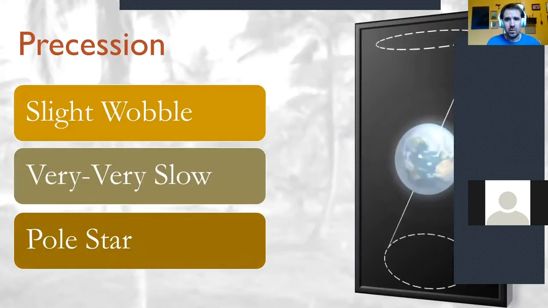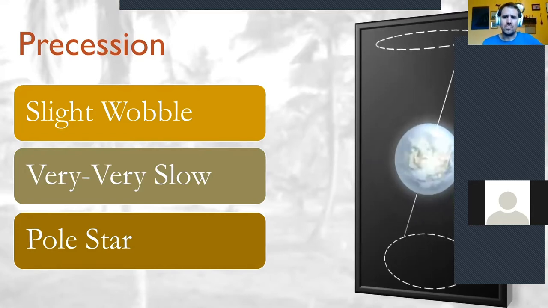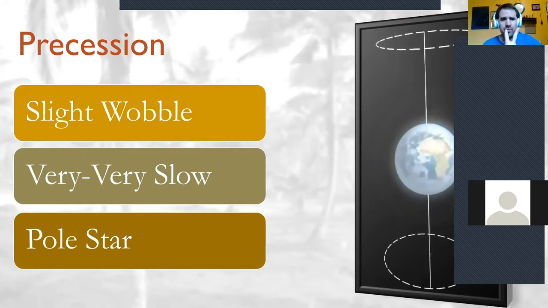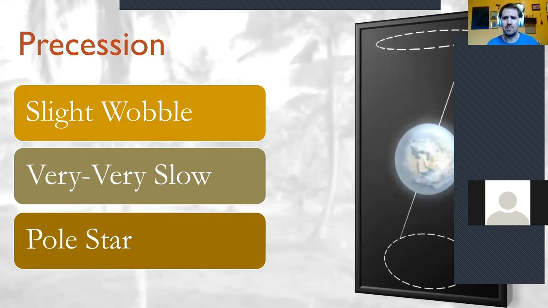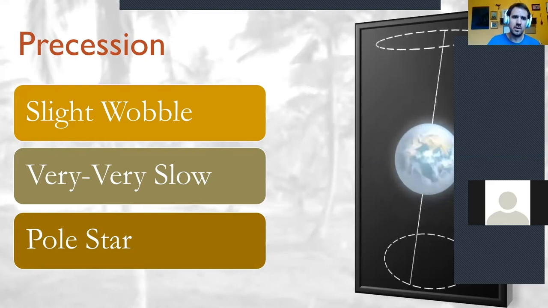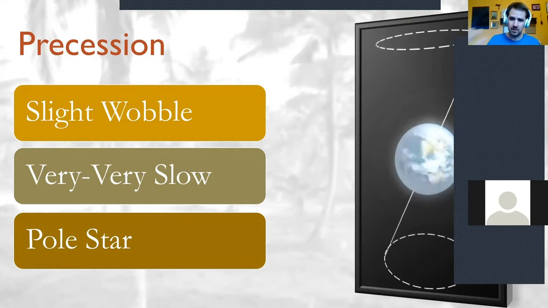All right. Moving on to a bit of the weirder motions right now when we get into precession. Now, precession is one of those motions that you're not going to directly observe with your own two eyes within your lifetime. And that's because this slight wobble motion takes place over a very, very long time. We're talking tens of thousands of years for the Earth to complete one full precession, that circular movement that we can see on the right side of the screen right now.